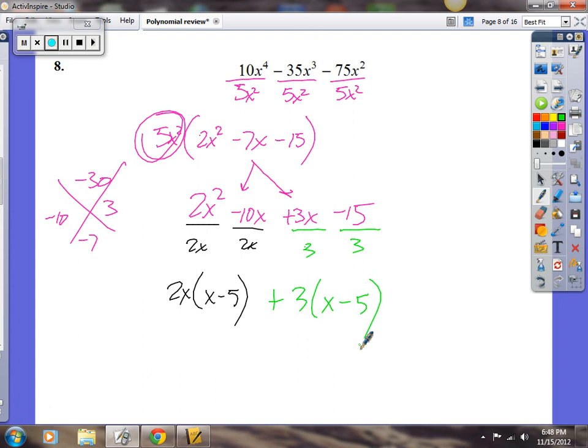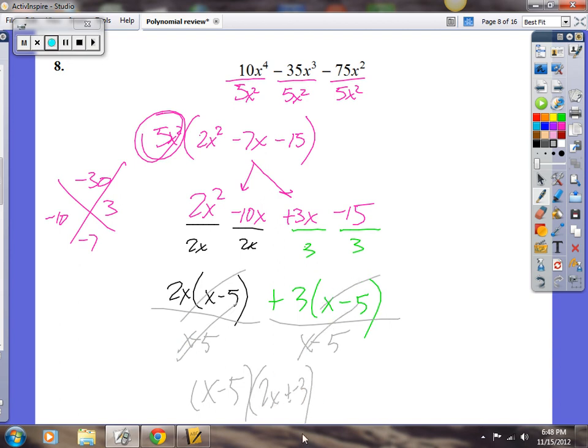Okay, now your GCF is x minus 5. So divide this guy by x minus 5, divide this guy by x minus 5. Your answer in one of the groups is going to be that x minus 5. In the other group, it's going to be 2x plus 3. And then do not forget, your very first thing, you factored out a 5x squared.